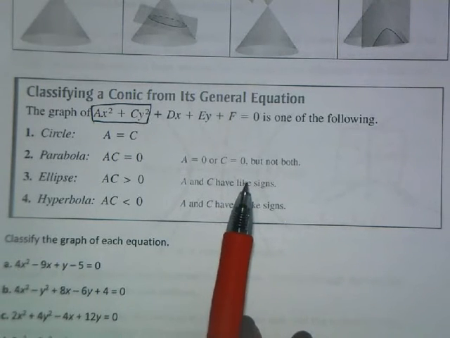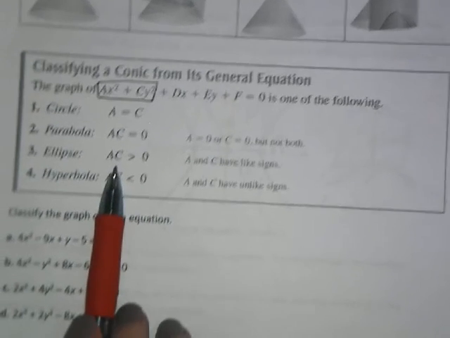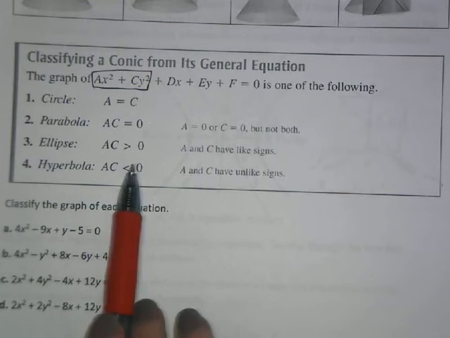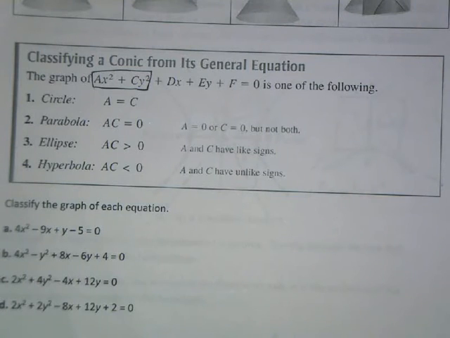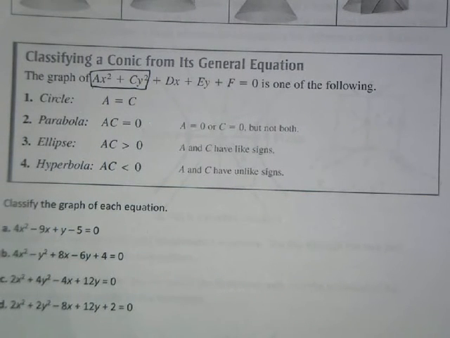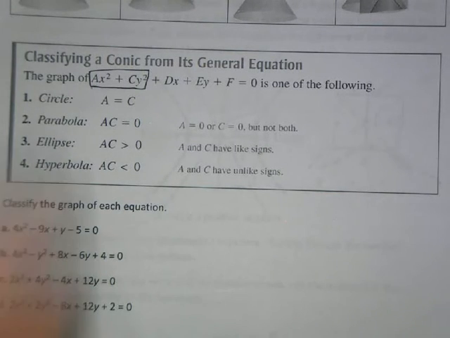If I had a list of 10, I would go through and find all the ones that only had one square term, and I would know those are parabolas. If A times C is greater than 0, meaning A and C have the same sign, usually both positive but they could both be negative, you would still have an ellipse. So ellipses: A times C is greater than 0. Hyperbola: one of them is negative and one is positive. So that's all we're looking for as we go through here.